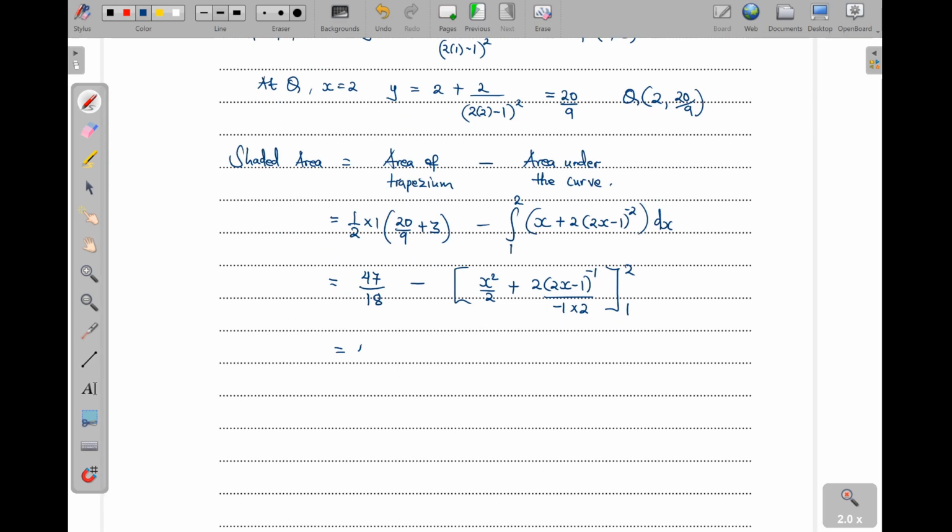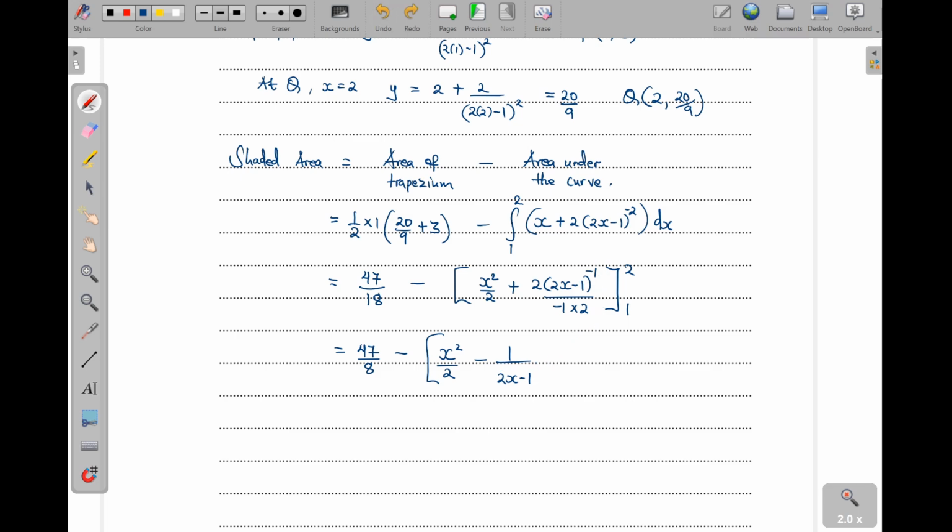Okay. Now we are going to have the 47 out of 18 minus, of course, this one will cancel with that 2 there, right? So this one is a negative 1. In fact, let me first simplify this. We can have x squared over 2, then minus 1 over (2x minus 1), because this one is power negative 1. So when it goes down, then the power becomes positive. You see that?